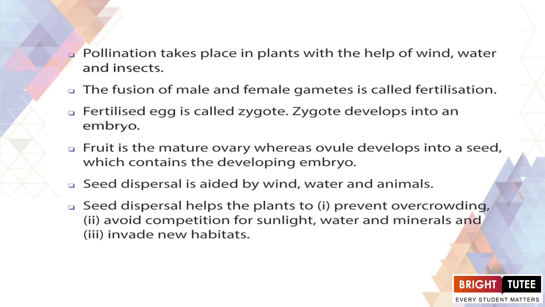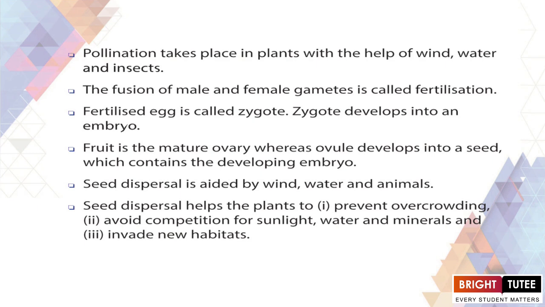The fusion of male and female gametes is called fertilization. Now, what is a fertilized egg called? Well, the fertilized egg is called zygote. Zygote develops into an embryo. Fruit is the mature ovary, whereas ovule develops into a seed which contains the developing embryo.